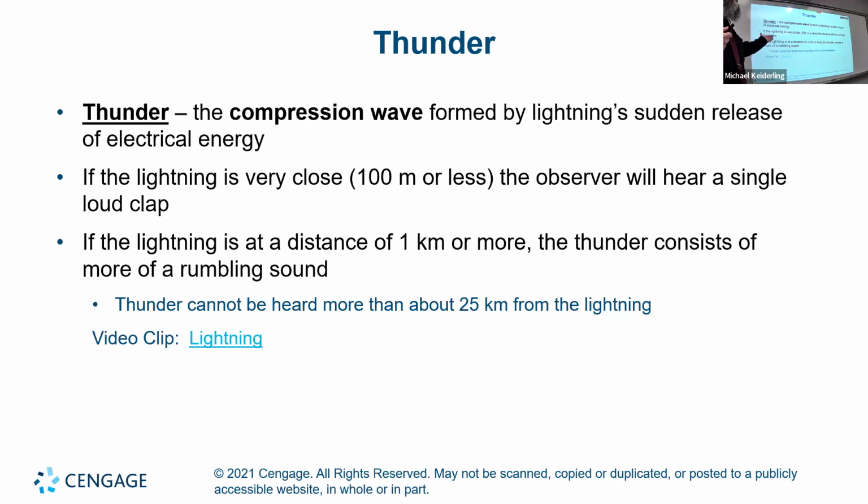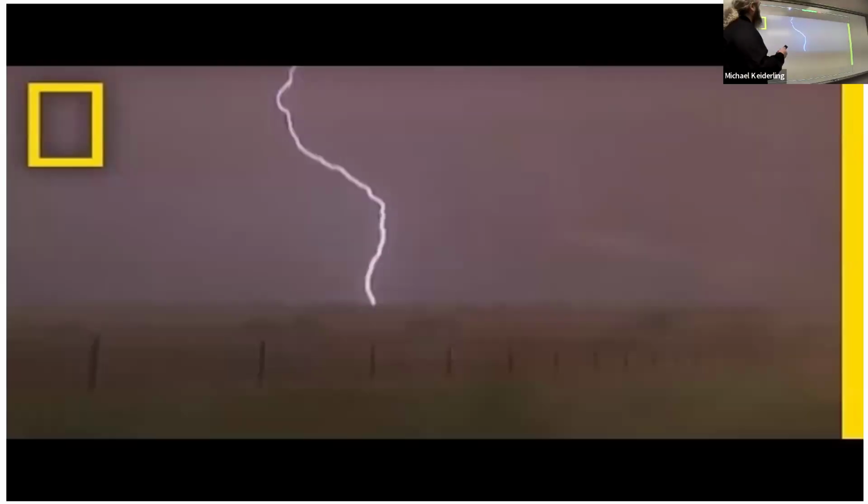And you could use how long it takes to hear thunder from when you see the flash of lightning to figure out how far away the lightning is. Because the light travels so fast that it's essentially instant. So you can basically use the speed of sound to figure out how far away the lightning is. So here's a short video clip about lightning and the science thereof.